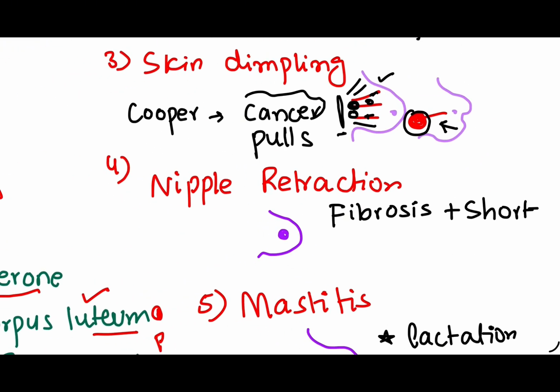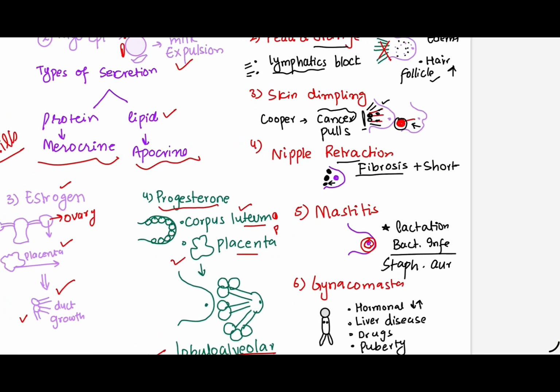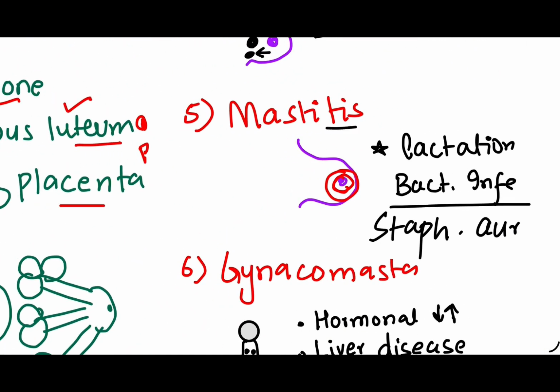Then there is nipple retraction, again from fibrosis, whenever there is breast carcinoma, cancer, or some trauma, and after the trauma fibrosis has happened. The fibrosis is going to retract the nipple inward and shorten the breast. That's nipple retraction. And mastitis you can remember as inflammation. It is actually inflammation of the breast tissue. Why does it happen? It happens during lactation. There is a bacterial infection going on, that's called mastitis, and the most important bacteria that does this is Staph aureus, because it's present on our skin.